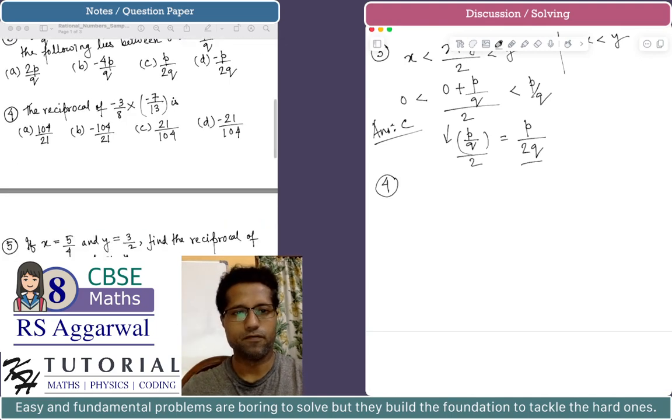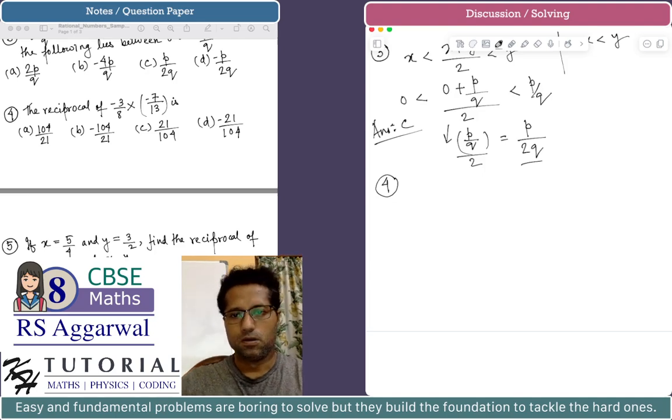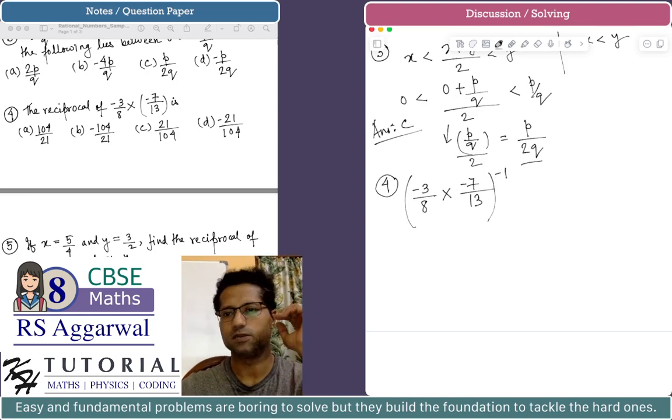Okay, let's do problem number 4. The reciprocal of minus 3 by 8 multiplied by minus 7 by 13 is. Okay, so it is asking what is the reciprocal of... now there is a bracket. The rational number minus 7 by 13 is written inside a bracket. Even though that is not required, it is there for clarity, better readability. So I am not using the bracket. So basically we have to find this. So that is the reciprocal of the product of two rational numbers.